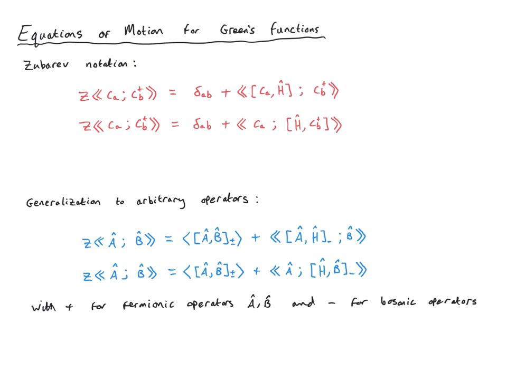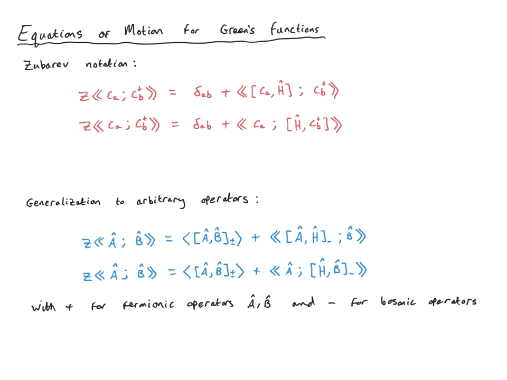If A and B are fermionic operators, for example, these creation and annihilation operators up here, then we have the usual anti-commutator, which corresponds to fermions. If A and B are bosonic, then we have the commutator here. That's what this plus and minus means. Then we add to this static term a dynamical term, which is another Green's function, formed by the commutator of A with the Hamiltonian, or with the Hamiltonian and B. We have a choice of which one to use here.